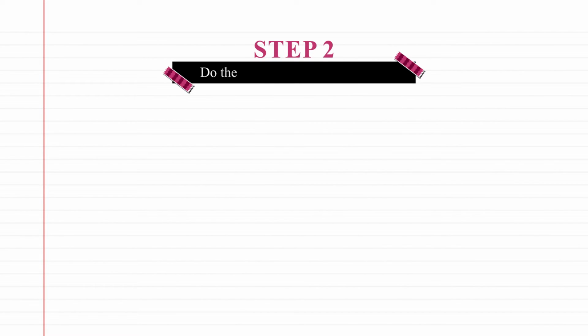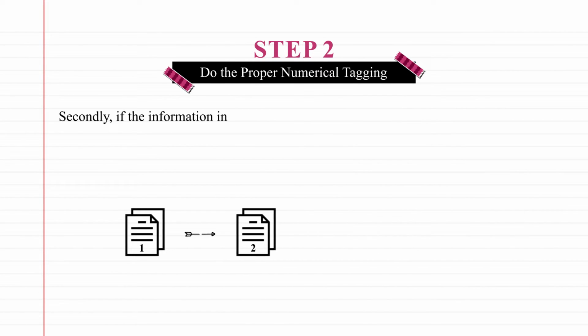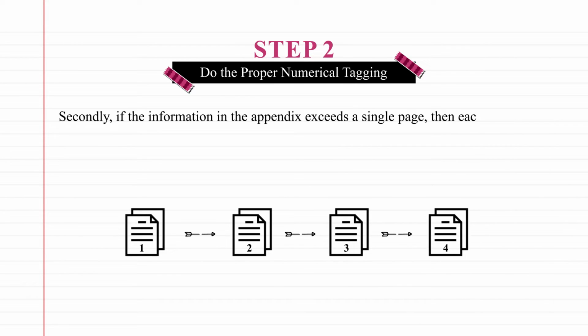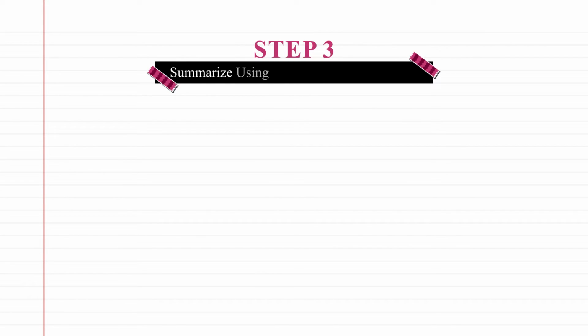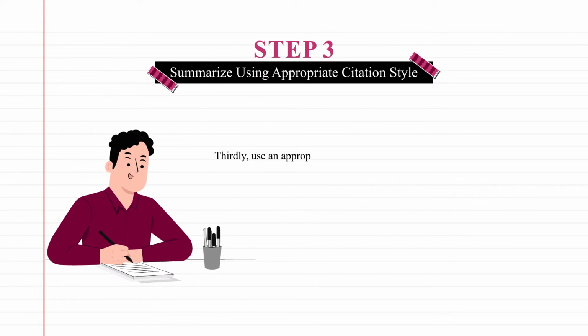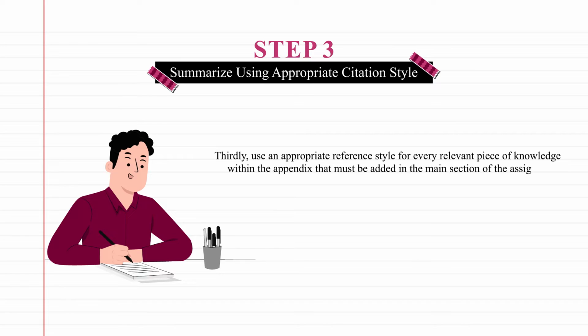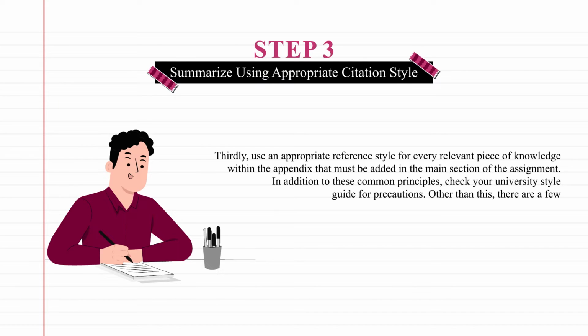Secondly, if the information in the appendix exceeds a single page, then each page must also be numbered properly by the writer. Thirdly, use an appropriate reference style for every relevant piece of knowledge within the appendix that must be added in the main section of the assignment. In addition to these common principles, check your university style guide for precautions. Other than this, there are a few formatting styles you must follow while crafting the appendix.